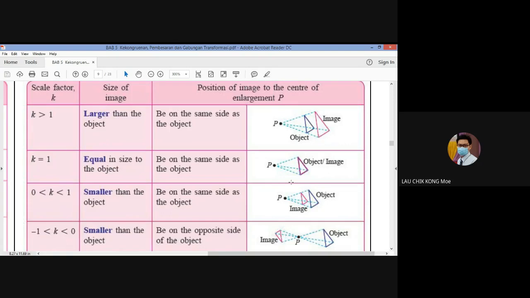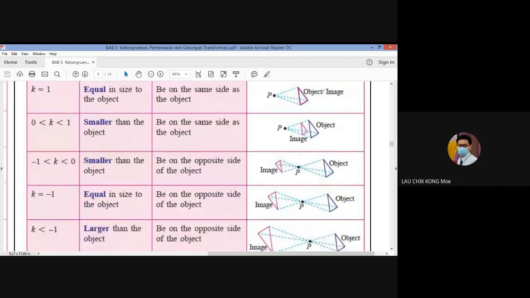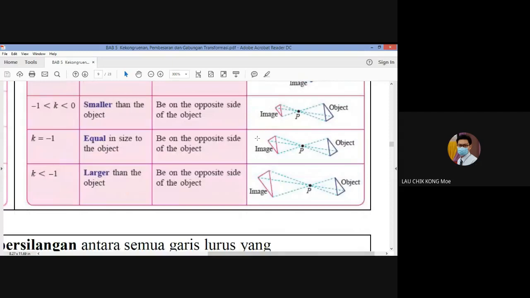Okay, no problem. Now we go to number 4, number 5, number 6. This is a scale factor negative. Mungkin awak kata, faktor skala boleh negatif? Boleh ya. Faktor skala tidak semestinya positif. Dia boleh negatif. Kalau negatif, objek dan image adalah berada pada pertentangan sisi. Maksudnya pusat di tengah-tengah antara objek dan image seperti gambar rajah 4, 5, 6 ini.